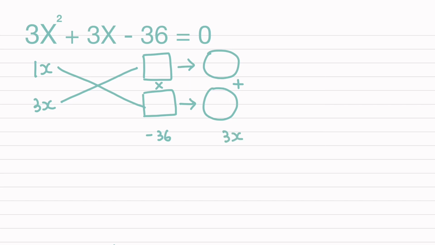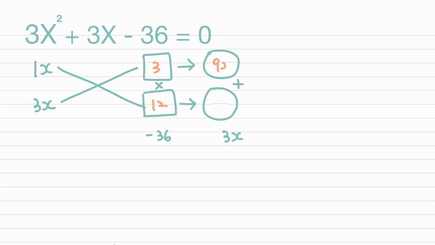So the first number that comes to my mind is 6 with a negative on one side. Then it should give me negative 18x, and positive 6x does not give me 3x back. So let's try something else. I need 3 and 12 maybe, because I want those numbers to be close together so that the addition of those numbers will give me 3.